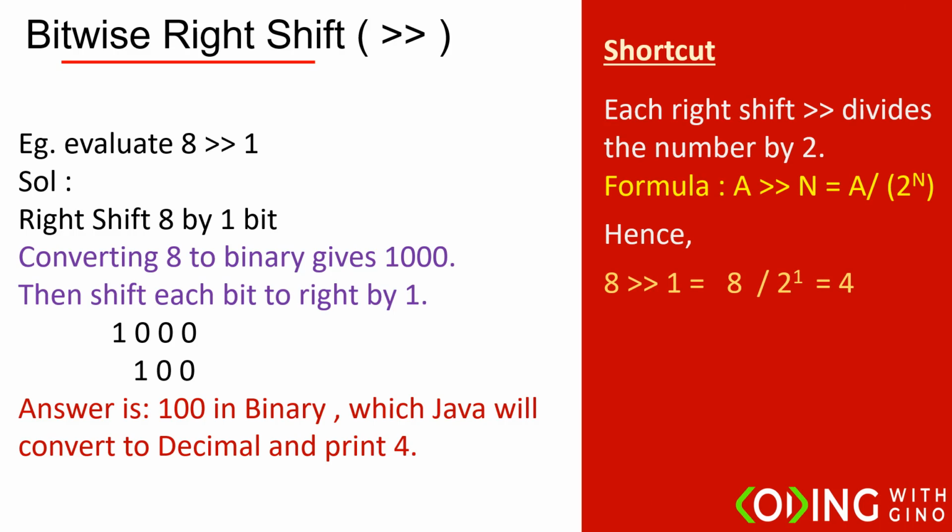We have a shortcut rule for right shift operator. Each right shift divides the number by powers of 2. So if the question is A right shift by n places, the direct answer is A divided by 2 raised to n. Applying this rule for the same question, we get 8 divided by 2 raised to 1, which is 8 by 2 equals 4.